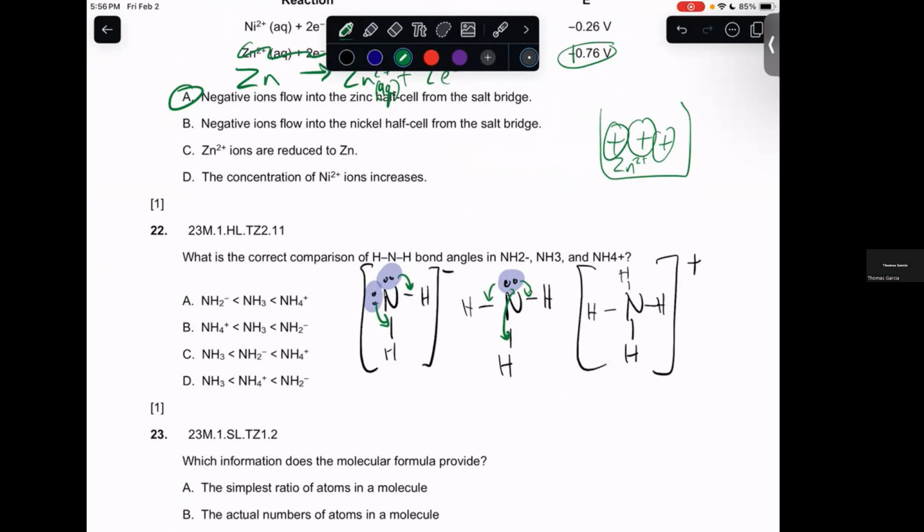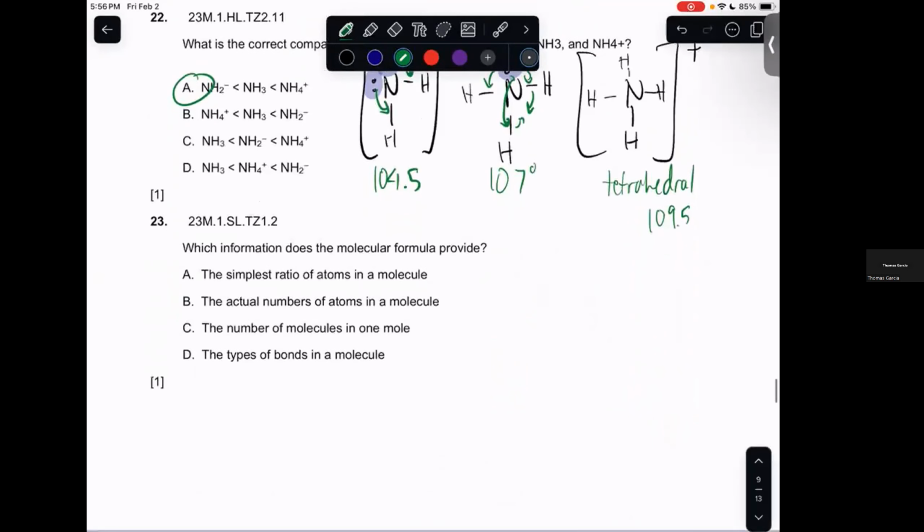So because the bonds in NH4 aren't stressed in any way, these are just going to be tetrahedral and 109.5. But in NH3, we're going to have that stress, which is going to bring these closer together. And we're going to have some sort of compression, probably closer to like 107 degrees. And then even more so with NH2 minus. We have so many more. So the bond angle is going to be much smaller in NH2 minus, then NH3, then NH4 plus.